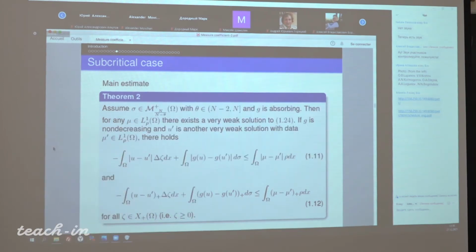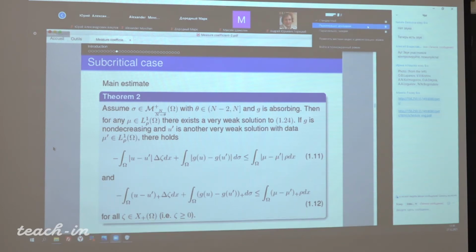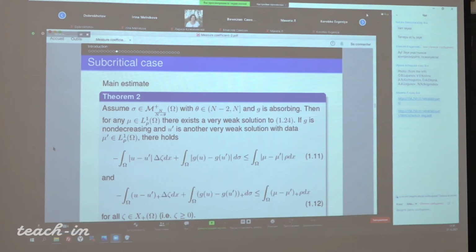This estimate is: minus the integral of the absolute value of u minus u prime times the Laplacian of zeta, plus the integral over omega of the absolute value of G of u minus G of u prime d sigma, is bounded by the integral over omega of the absolute value of mu minus mu prime. And now you can replace the absolute value by the positive part. And this is valid for any test function zeta in X plus omega. That means the test functions which are positive, W1 infinity 0, with Laplacian in L infinity, and which are positive.